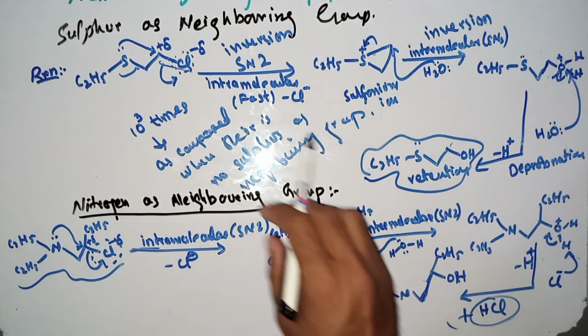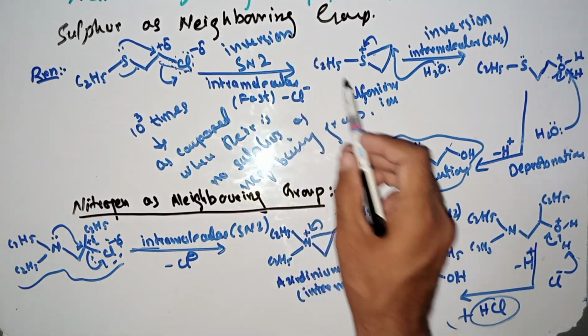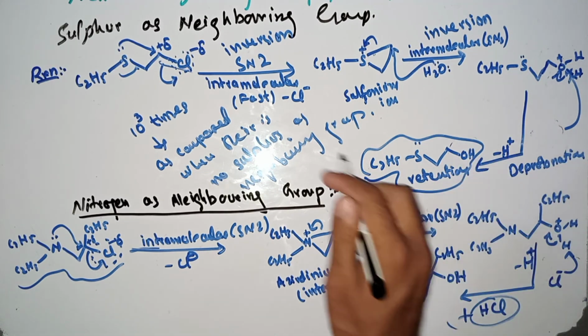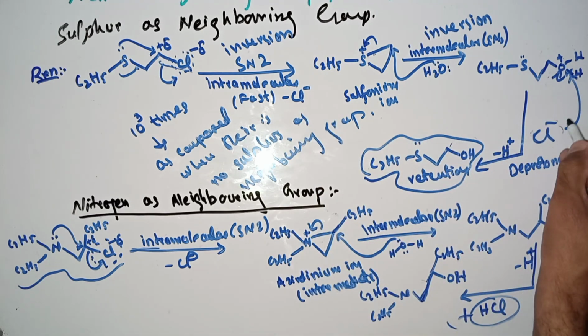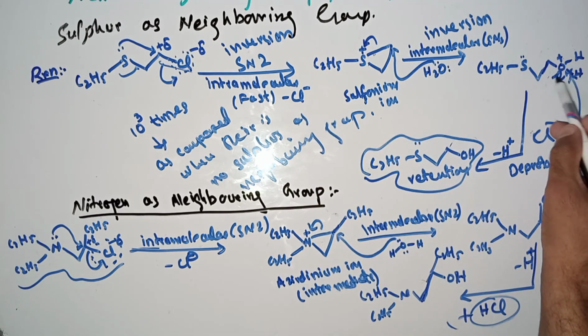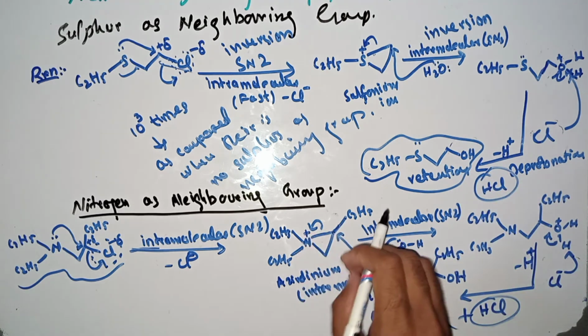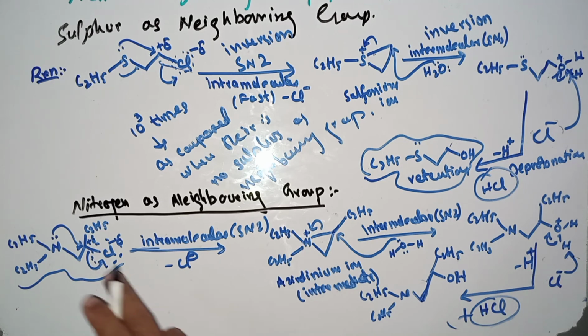Sorry, in the first step, when sulfur is used as a neighboring group, it is not the hydroxyl attack, not the solvent attack. This chlorine will attack this hydrogen and generate the final product. Also HCl will be produced. This is the mechanism when sulfur, nitrogen, oxygen or halide is used as a neighboring group. So that's why it will have a different rate, it will increase the rate of the SN2 reaction.